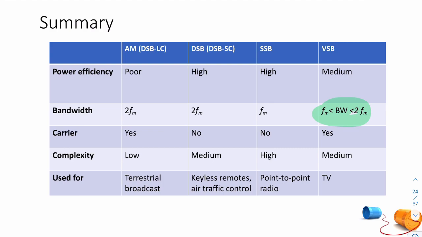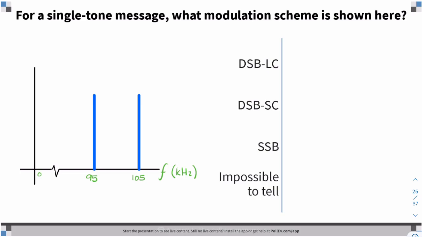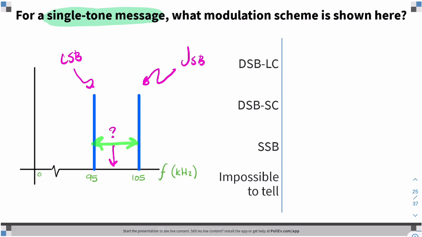Okay, so this is just a summary of what we've spoken about in the previous 4 slides. Now, finally, a few examples, a few questions before we end the lecture. I'll go through these quickly with you. For a single tone message, what kind of modulation does that look like? We won't know unless we know whether this is a single tone message or not. I'm telling you that the message is single tone. So that means this must be the upper sideband, this must be the lower sideband, and there should be a carrier somewhere in here. But there isn't. So clearly we're looking at something with two sidebands and no carrier: double sideband, suppressed carrier.